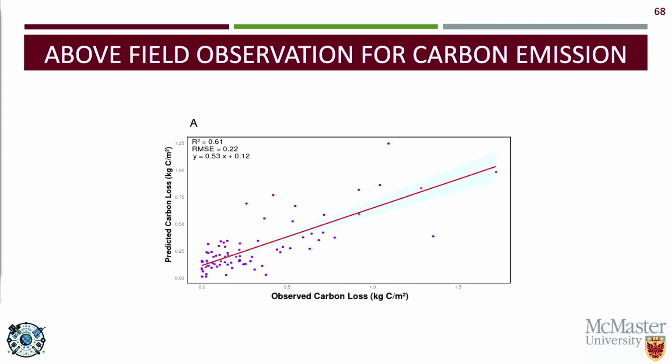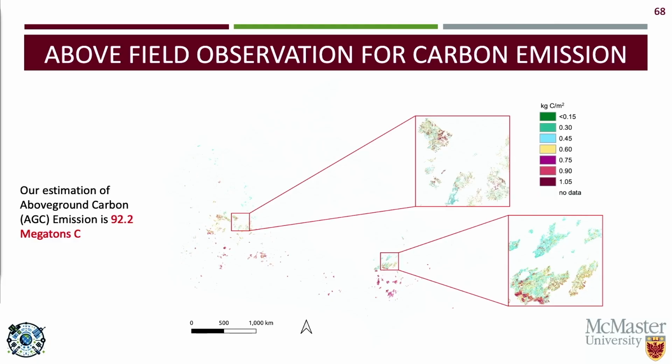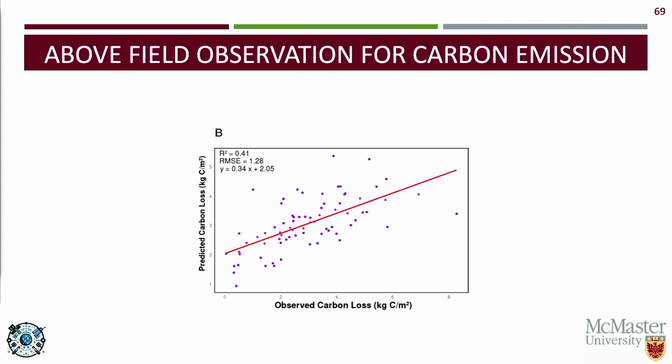So let's see the result. This figure is generated by the trained random forest for above ground carbon emission. The R square here is about 0.61, which is very good. Then we can use this trained random forest to get a carbon emission map across Canada. The result we get for the above ground carbon emission is 29.2 megatons of carbon.